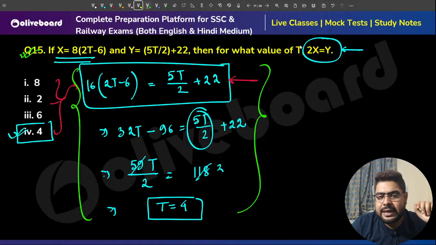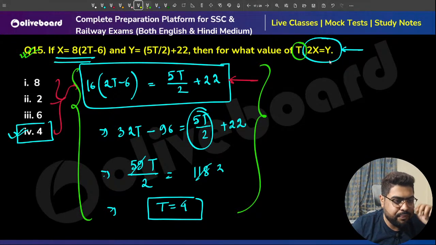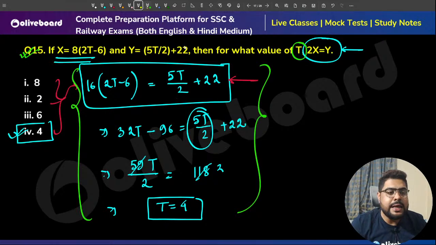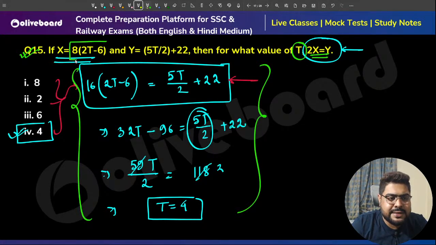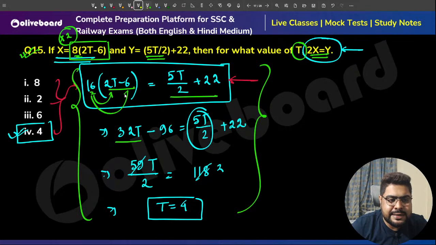It is given, find out the value of t. You are getting 15 as your answer. Just one thing. They have given you that 2x is equal to y. So x is this, and I have multiplied this by 2. So that means 8 2s are 16 into this, equal to 5t by 2 plus 22. This is given, y equal to this. So I've just calculated from here. I've multiplied 16 times 2 is 32, 16 6s are 96.